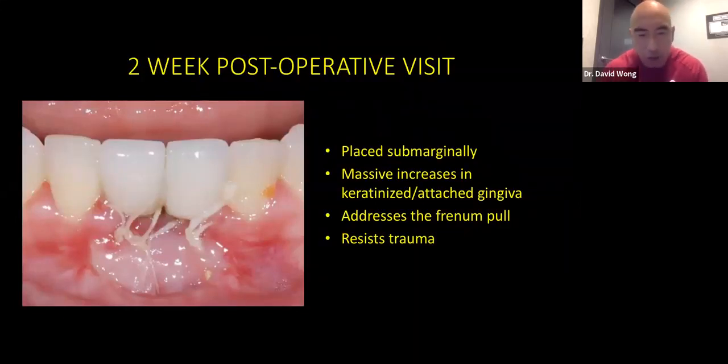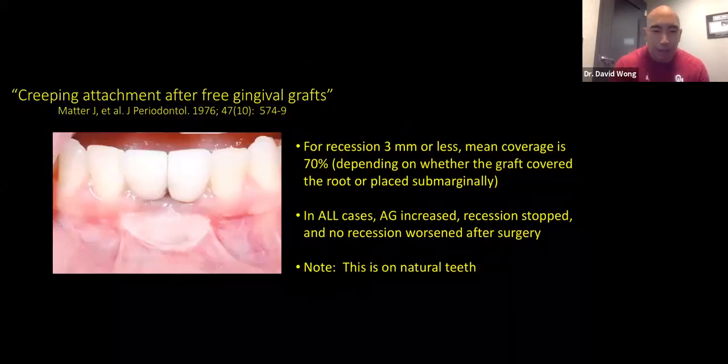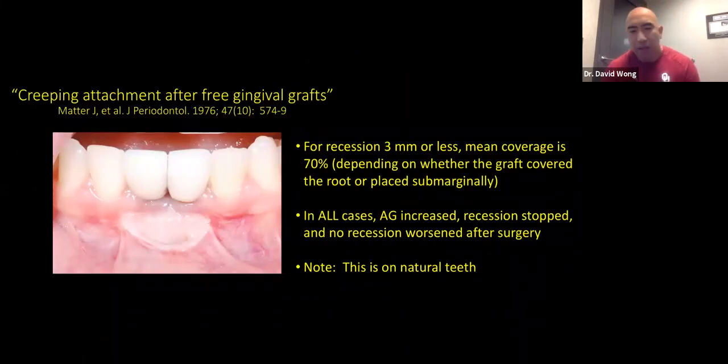This is at her suture removal. You can see exactly what I told you happened here. Lots of keratinized and attached gingiva, okay? No more frenum pulls, much more maintainable tissue. So you'll also notice that we got some creeping attachment of the soft tissue that covered the implant bodies and the abutments. So we got a really good result here.